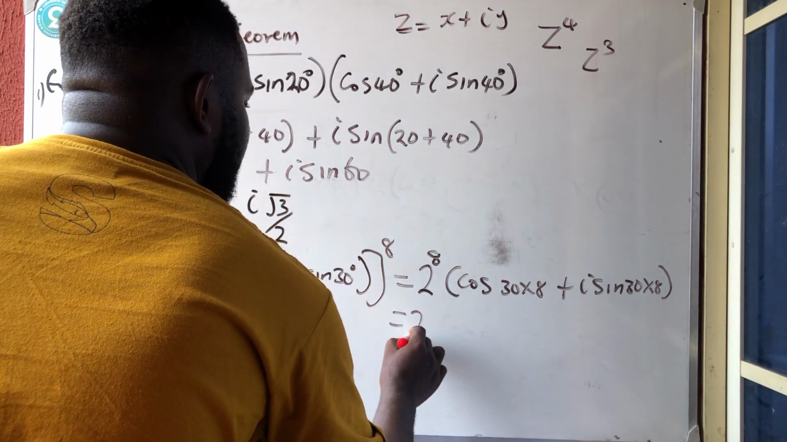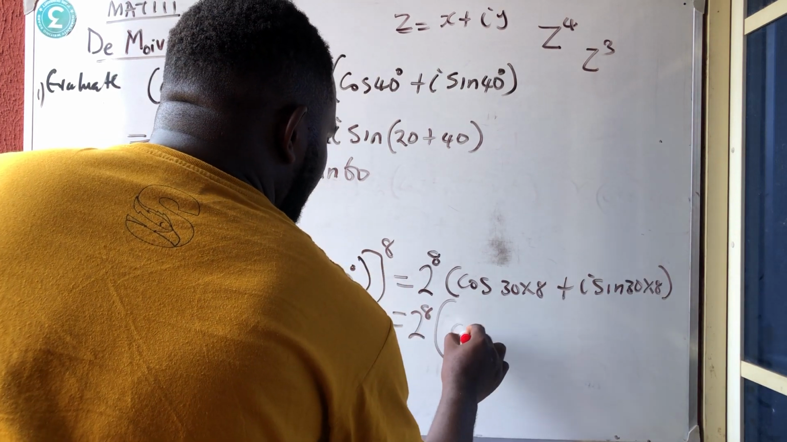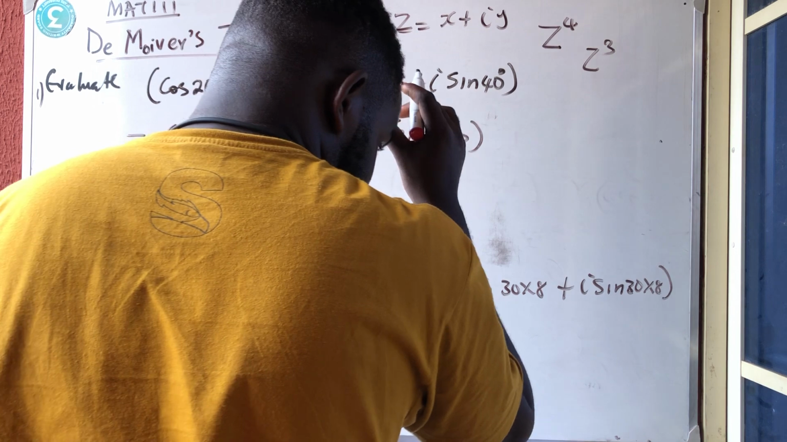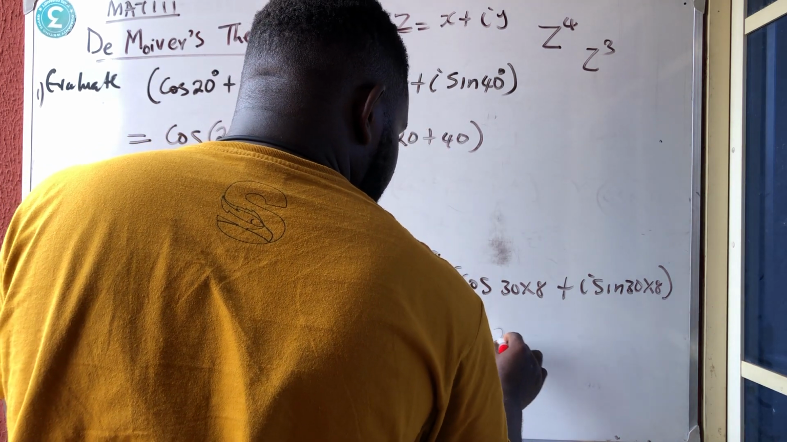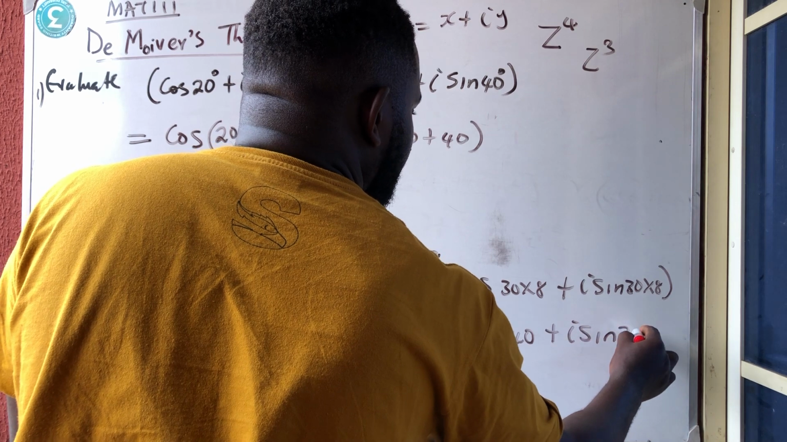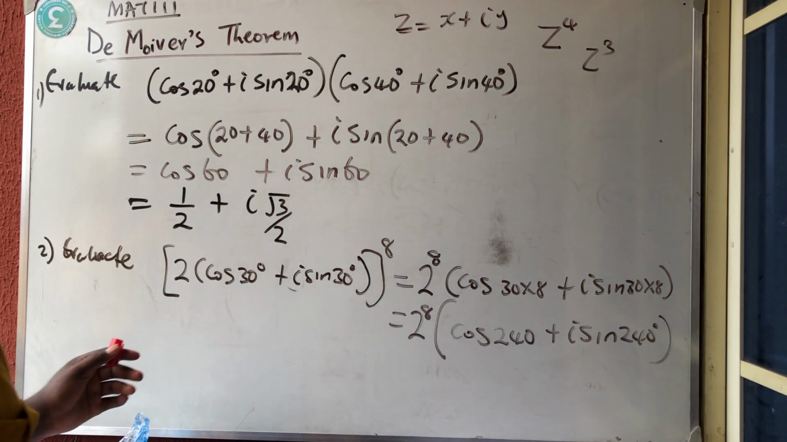So what do you have now? 2 raised to power 8, bracket cos of 30 times 8, which is 240, plus i sine 240 degrees. So let us get that.